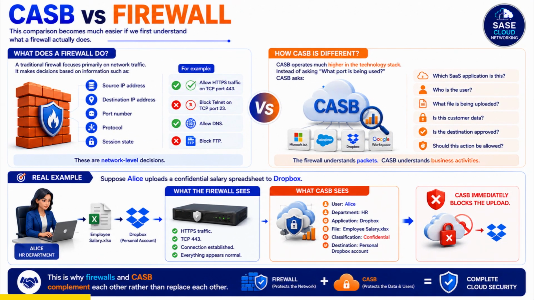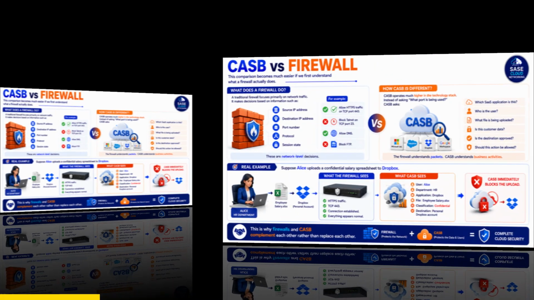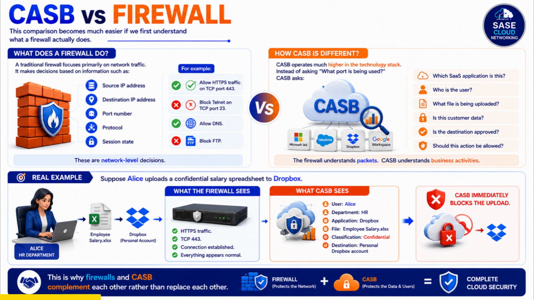Real example. Suppose Alice uploads a confidential salary spreadsheet to Dropbox. The firewall sees HTTPS traffic, TCP 443, connection established. Everything appears normal. CASB sees user: Alice, department: HR, application: Dropbox, file: employee salary.xlsx, classification: confidential, destination: personal Dropbox account. CASB immediately blocks the upload. This is why firewalls and CASB complement each other rather than replace each other.